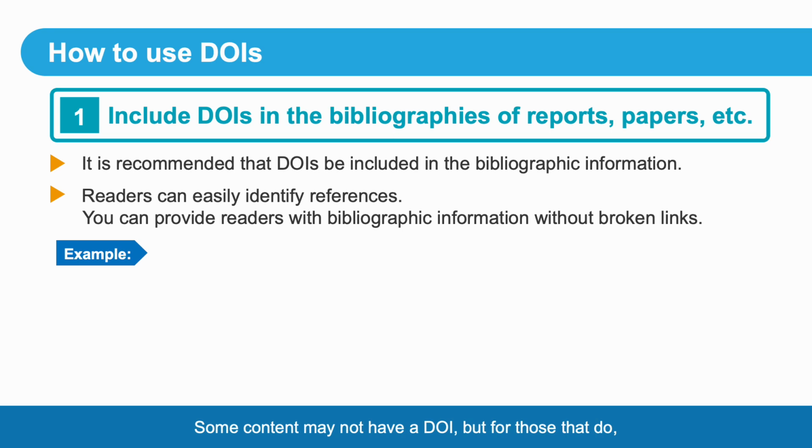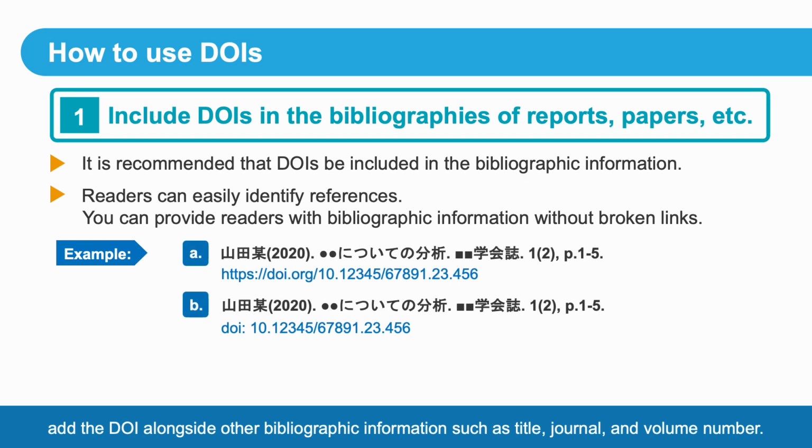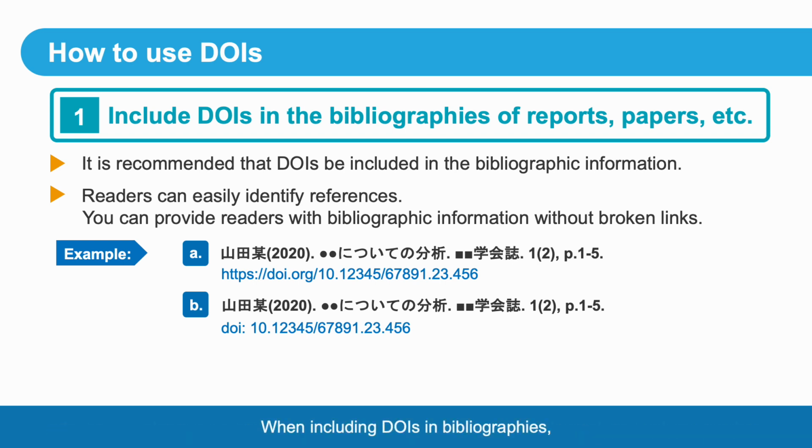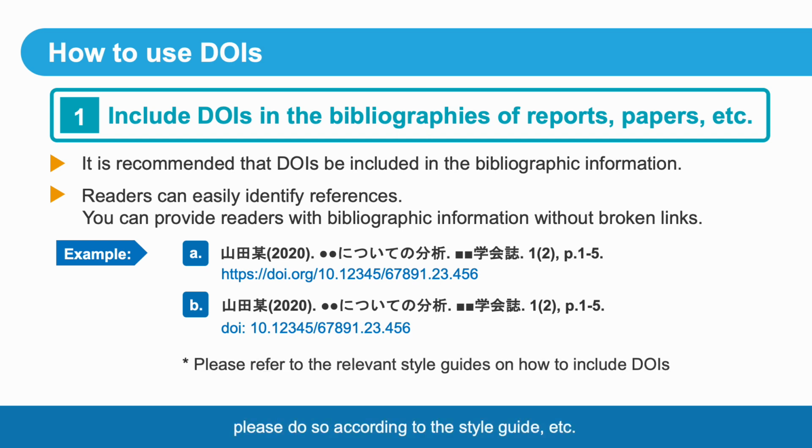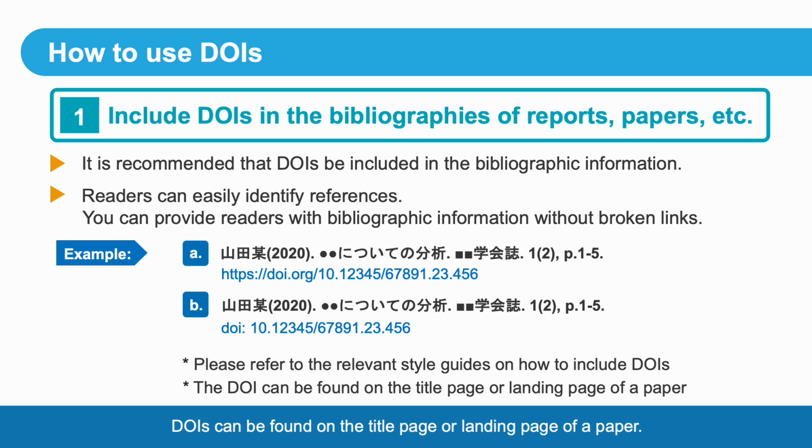Some content may not have a DOI, but for those that do, add the DOI alongside other bibliographic information, such as title, journal, and volume number. When including DOIs in bibliographies, please do so according to the style guide, etc. DOIs can be found on the title page or landing page of a paper.